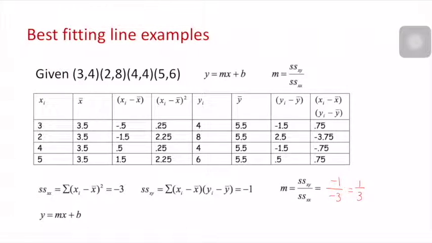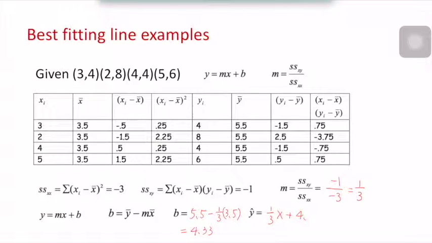And then we need to find b. So we just plug in the y bar, the slope we just found, and x bar. So b equals the y bar, which is 5.5, minus 1/3 of x bar, 3.5, which equals 4.33. So in this example, the best fitting line y hat is 1/3 of x plus 4.33.